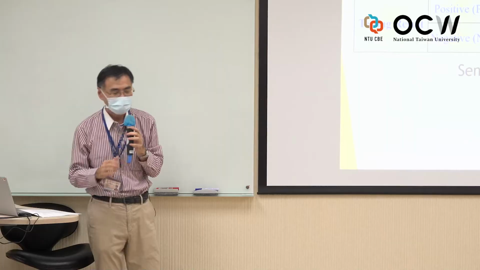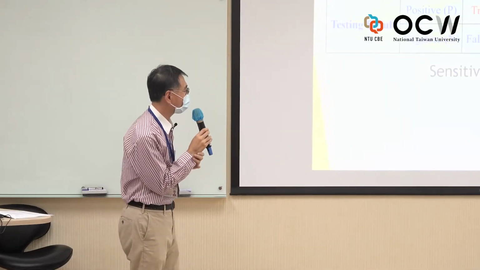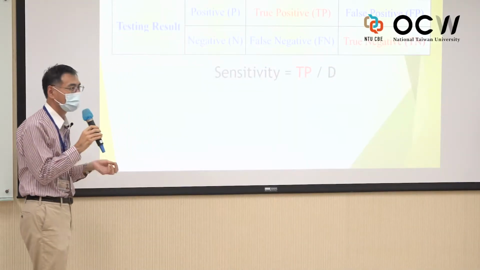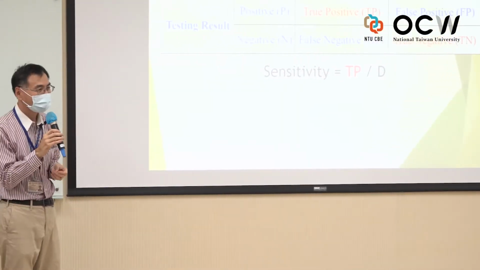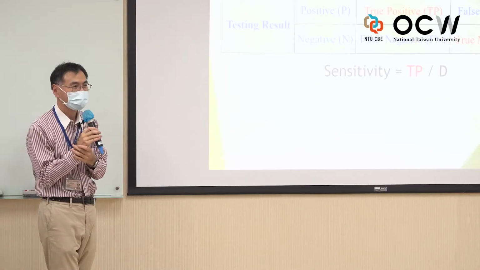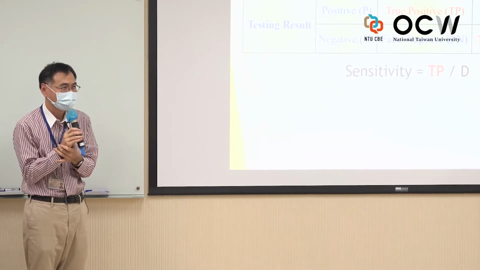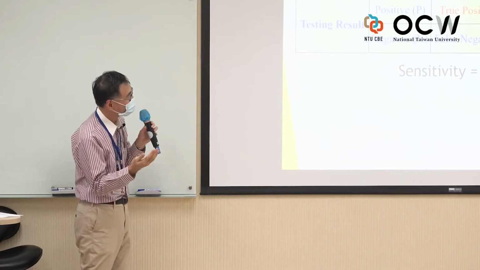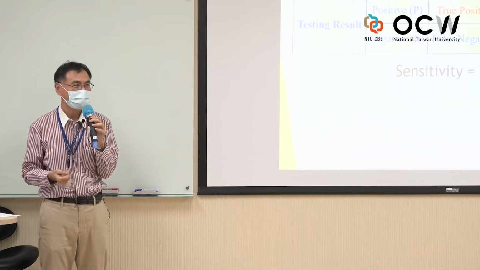So someone developed the indicator called sensitivity. That's the number of the people who are true positive among the people having the disease. In other words, it's the percentage of the people having the disease who tested positive. Is that straightforward enough for you? Okay, that's about the group of people having the disease.